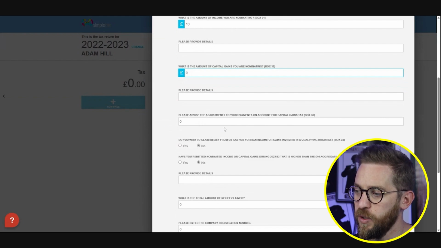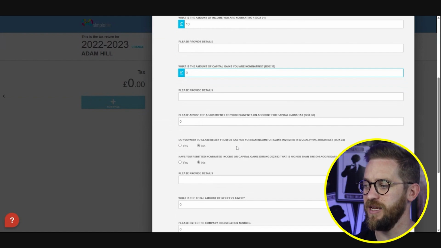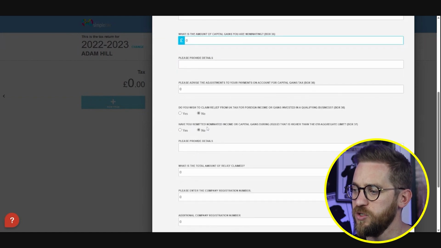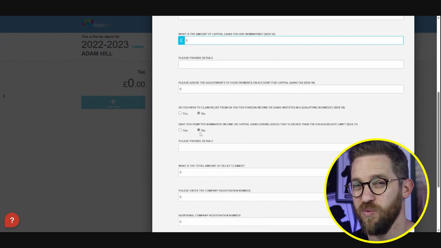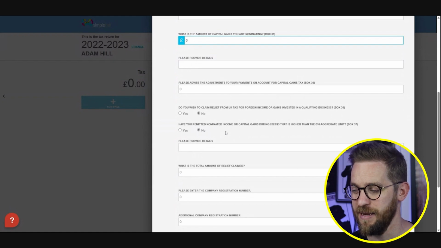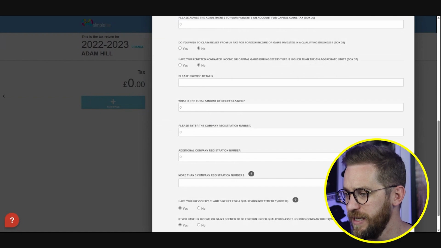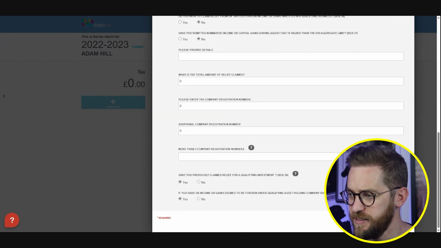Do you wish to claim relief from UK tax for foreign income or gains invested in a qualifying business? No. Have you remitted nominated income or capital gains during the year that is higher than that £10 aggregate limit? No. But that's why it's important that you don't exceed that £10 threshold. What is the total amount of relief that's being claimed? I'll leave that as 0.